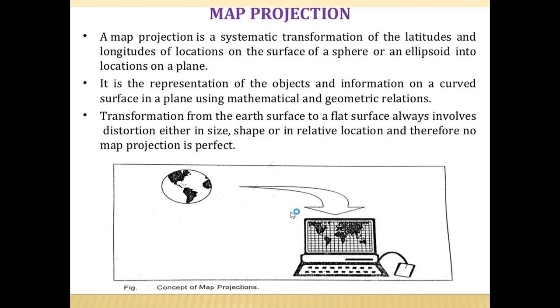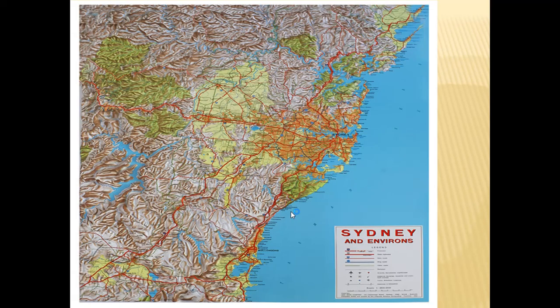This is the main concept of map projection. For example, if you see a map of one area, it has some scale and some representation. The scales are represented in a pictorial representation. This is the legend, so some pictorial representation of the scale appears like this.